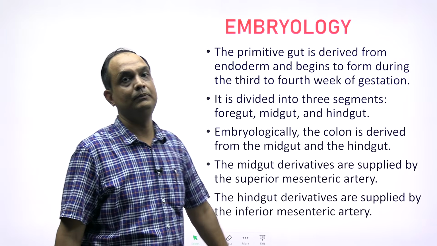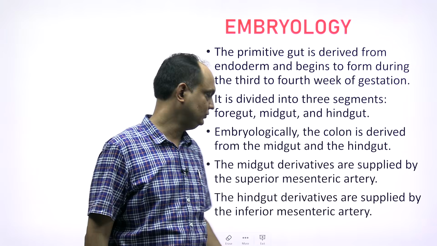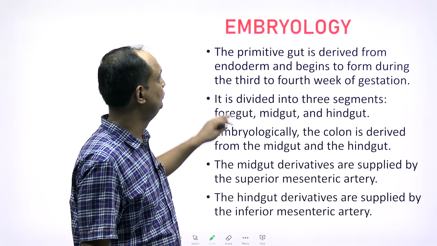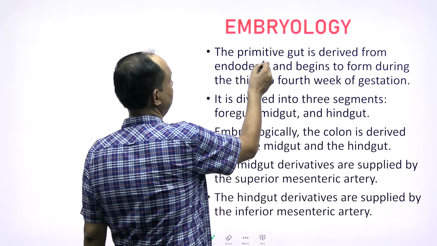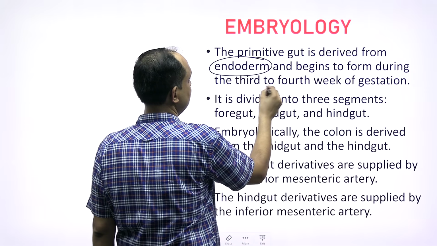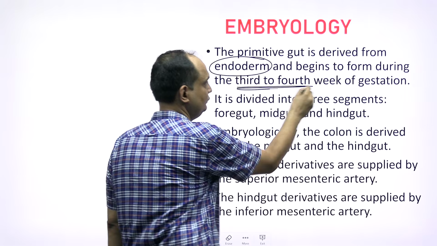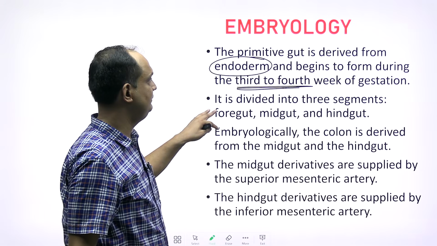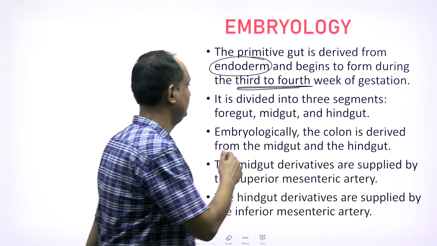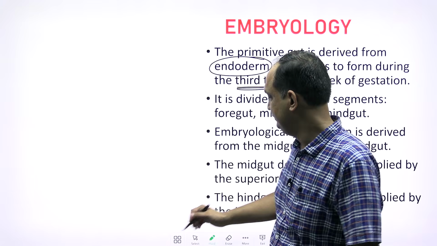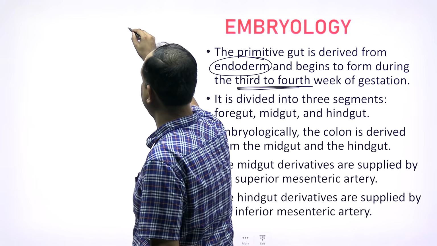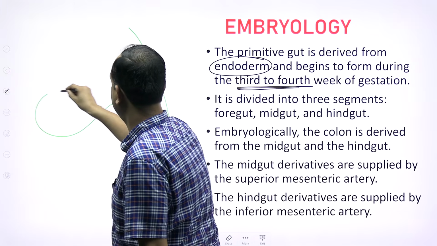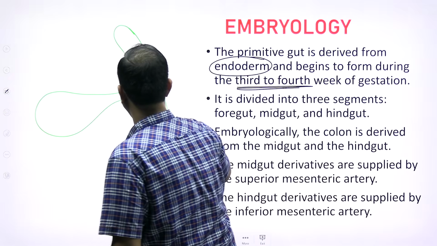Now what is the embryology of the large intestine? You should understand that the gut tube is derived from the endoderm, and it begins to form in the 3rd or 4th week of intrauterine life, or gestation. Now it divides into 3 parts, as you know: foregut, midgut, and hindgut. Many times you have seen this image, that this is our gut tube. Now this gut tube is divided into 3 parts.